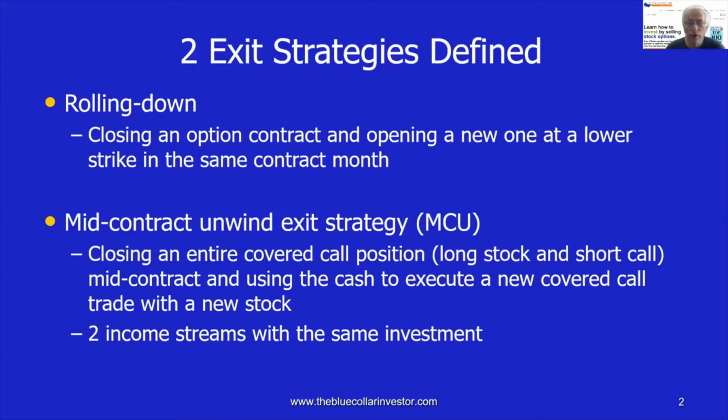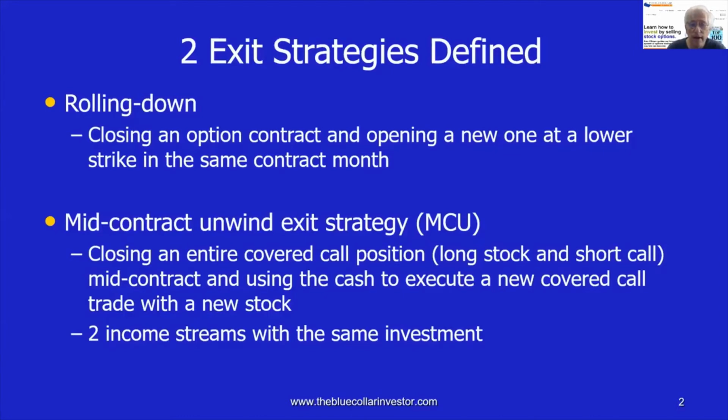So let's start with defining the term rolling down. Rolling down is where we close a contract that we initiated and then open another one in the same contract month at a lower strike. So that's rolling down. If we had sold the 50 call and then rolled down to a lower strike, we might roll down to the 45 call as an example.